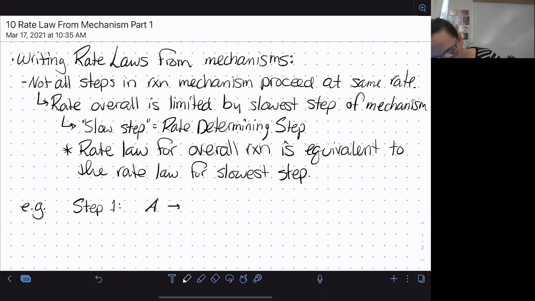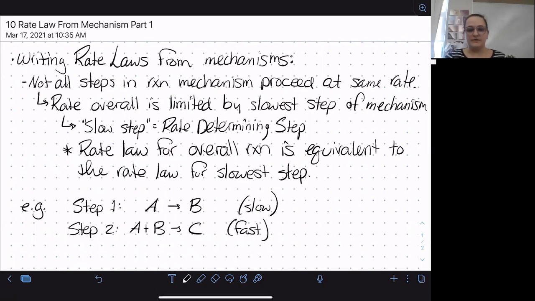So let's say step 1 is A forms B, and that is our slow step. Step 2, A plus B forms C, and that is comparatively faster. And you will usually be given information like this where it literally just says slow and fast next to each step in your mechanism. So what we can do is we can write the rate law for each step.